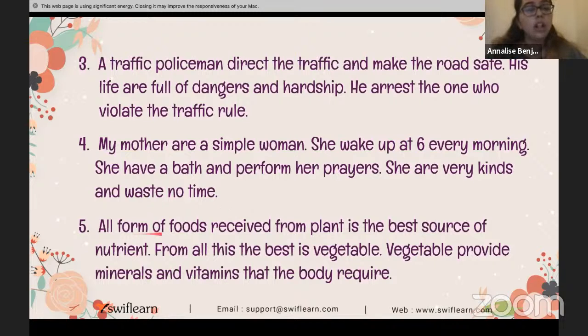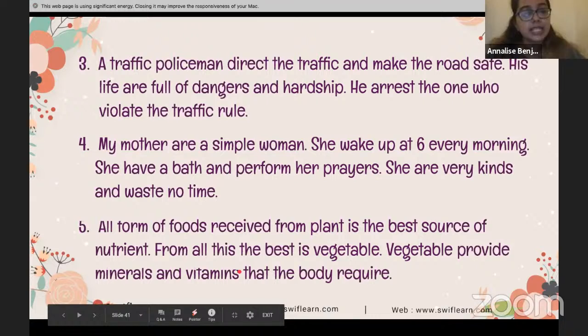Okay? All forms of food received from plant is the best source of nutrient. So if we are talking about all forms of foods, we're talking about many foods, right? Received from plants. If it's foods, we're talking about foods, which is plural on its own. So automatically these things are also going to become plural. If you're talking about a collective, the other things will also be plural. Are the best source of nutrients, right? Nutrients.